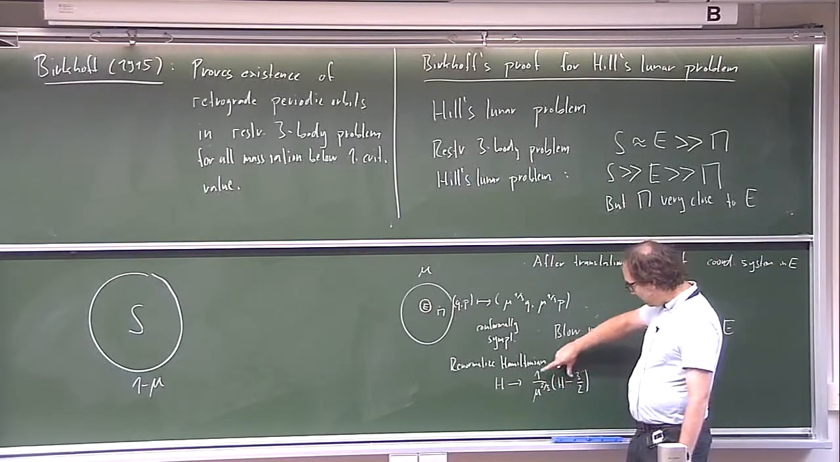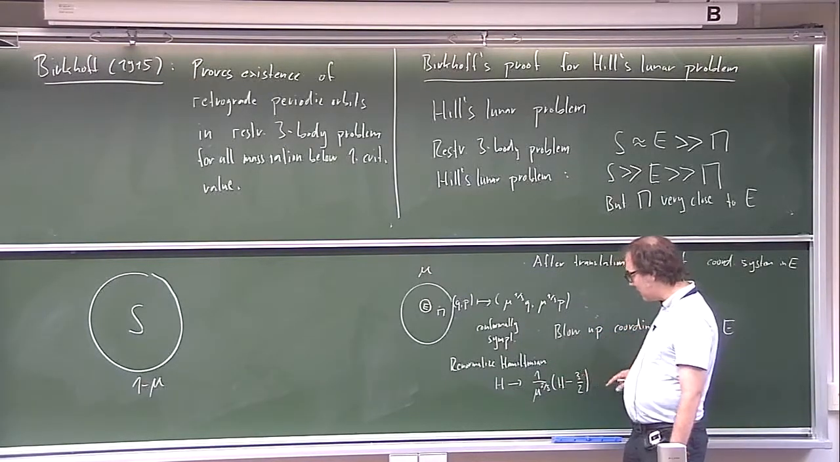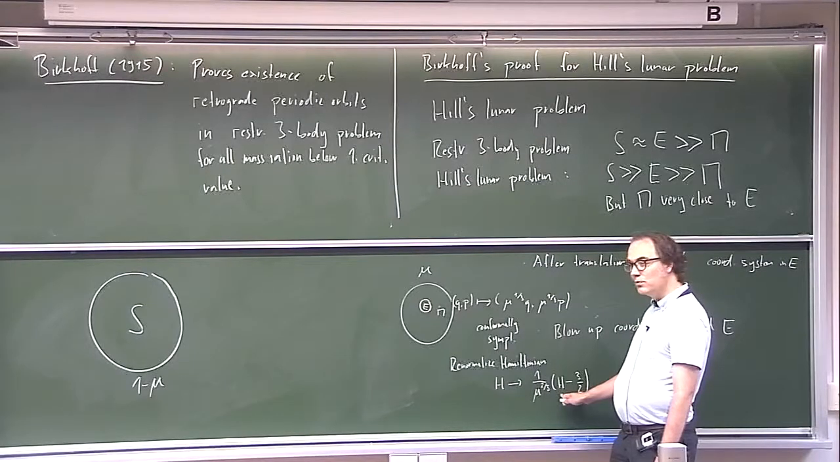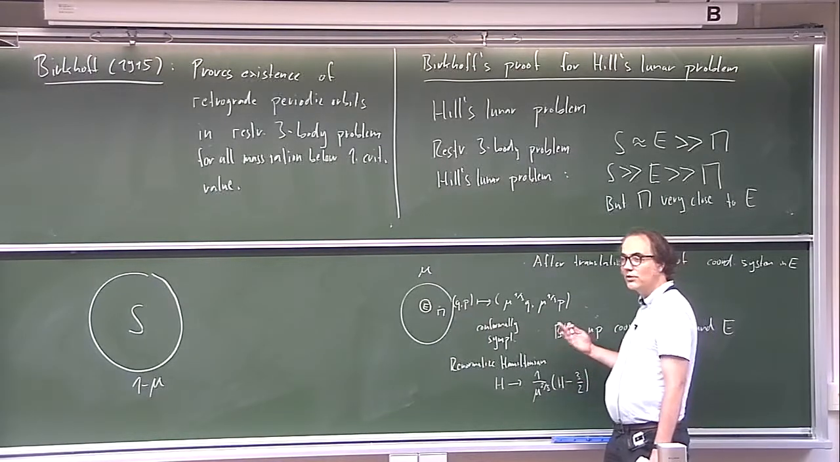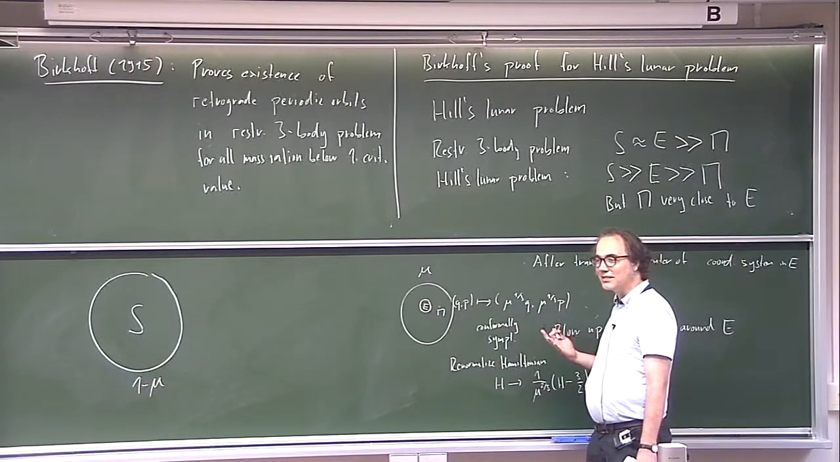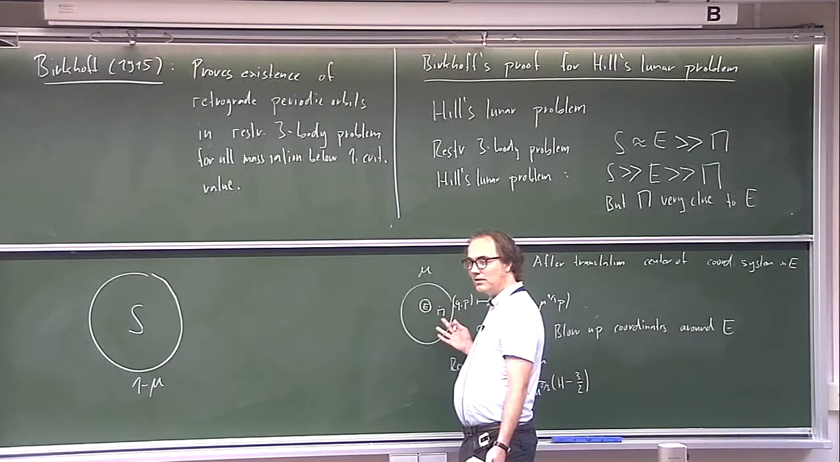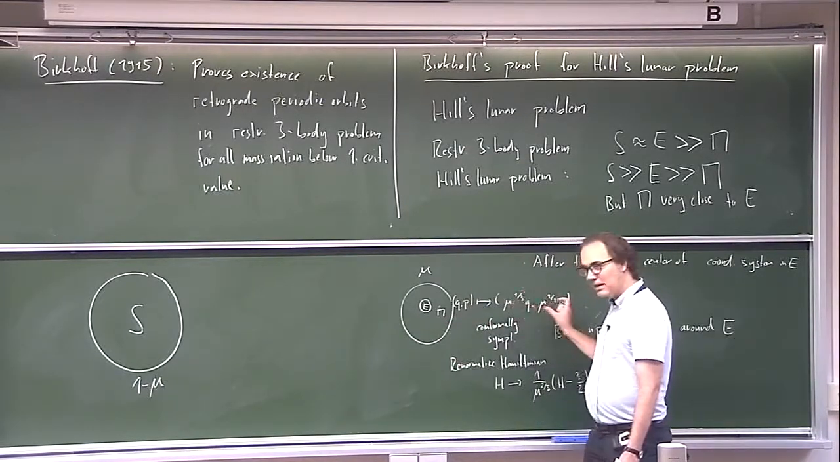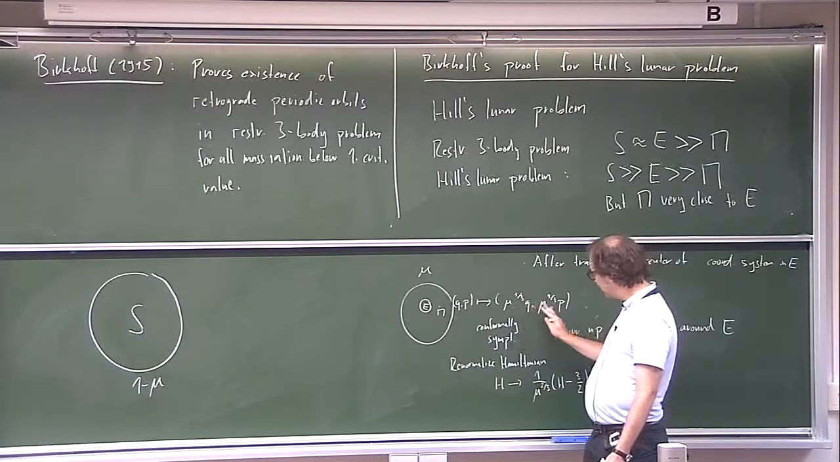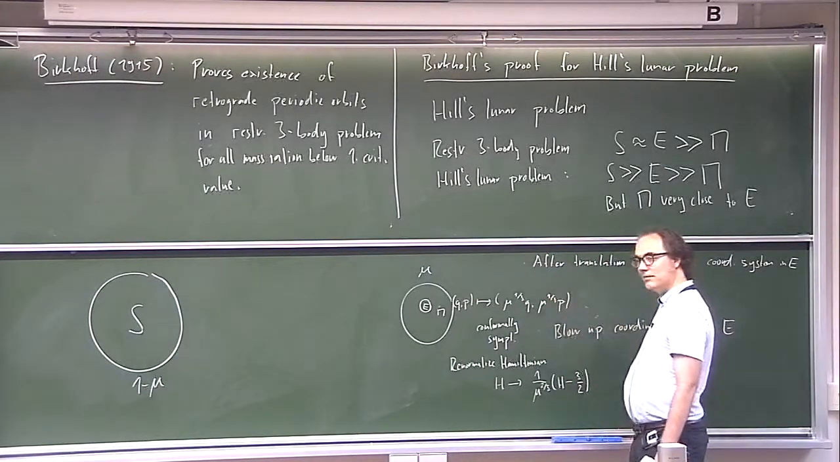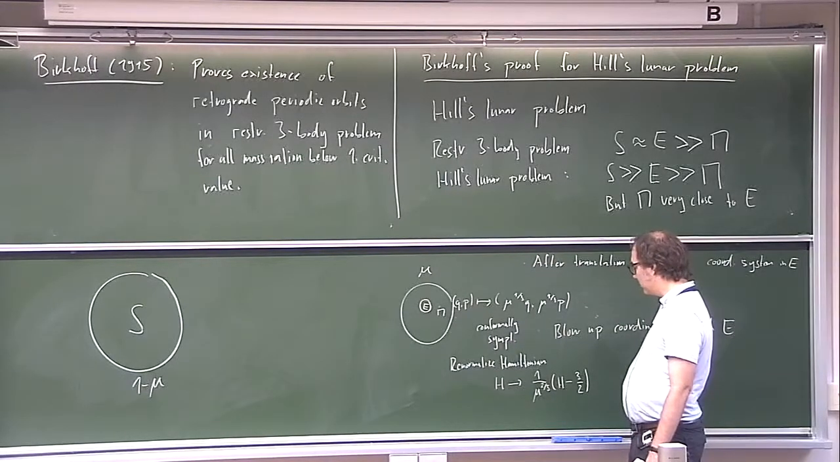But together, this actually converges. So when you let mu go to zero, this Hamiltonian converges. This is a non-trivial observation. A priori it's not clear that you can get in the limit still a Hamiltonian system. But if you do this very cleverly, with this kind of factor, then you get the limit Hamiltonian system, and this is Hill's lunar problem.